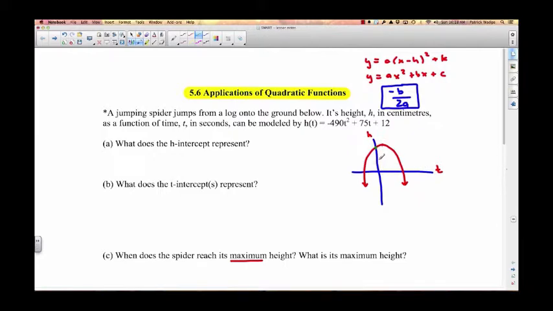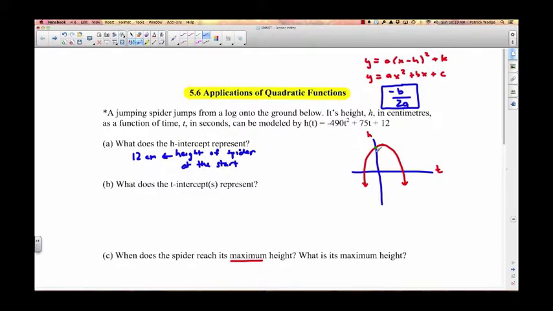The t value is 0, right? For any y-axis intercept, you put 0 in for the x, or in this case, for any h-intercept, you put 0 in for the t. So if I put 0 into this t and 0 into this t, what do I end up with? 12. So I get the answer 12 centimeters. The h-intercept is 12 centimeters. Now, what is that though? What does that mean? Well, that's the height of the spider when t equals 0. In other words, the very start. Height of spider at the start, I'll say.